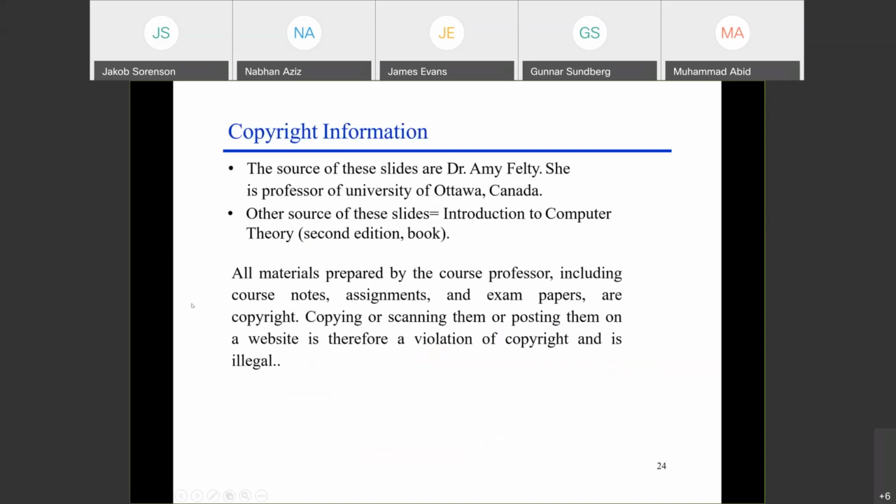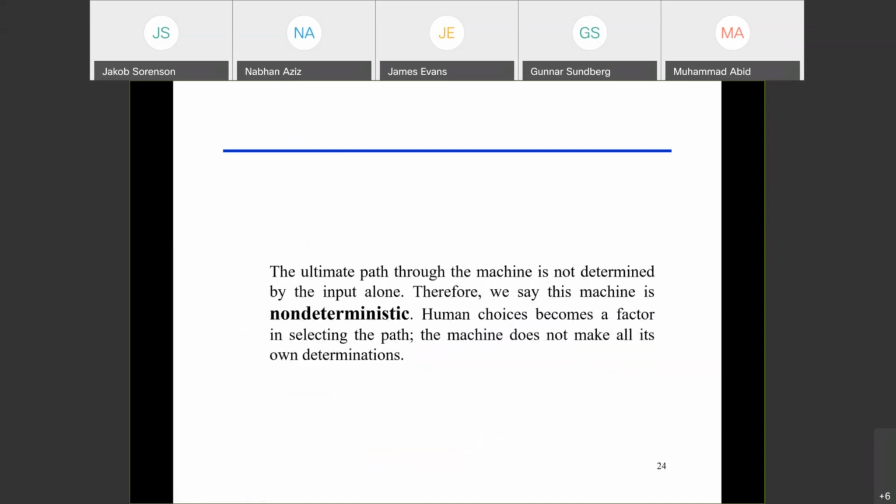Now let's see this thing. The ultimate path through the machine is not determined by the input alone. Therefore, we say this machine is non-deterministic. Human choices become a factor in selecting the path. The machine does not make all its own determinations. So TG is non-deterministic.